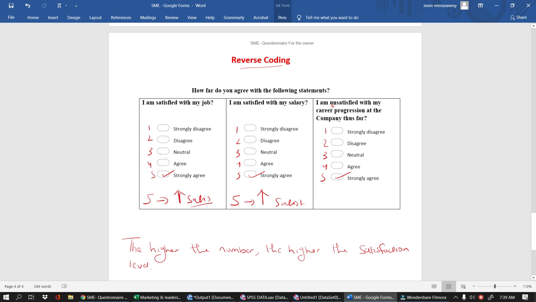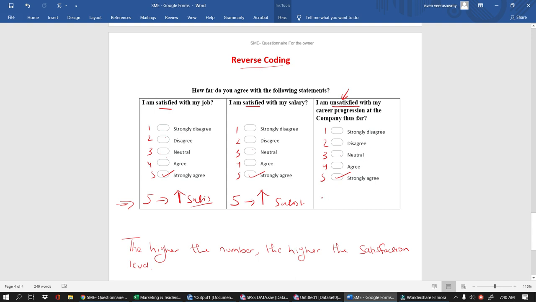But in this instance, you will see it is easily detected. For instance, look at this part over here. This formulation is reversed. We were talking about satisfaction here, and then we started talking about unsatisfied, which is reversed. This is the first sign that you have a reverse coded question. But sometimes the wording might not be so easy to detect. So you can use this approach to detect reverse coded questions.